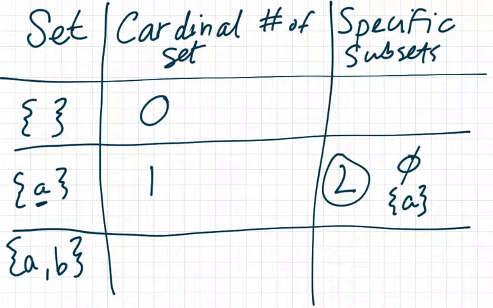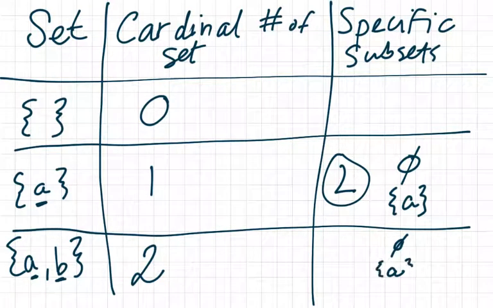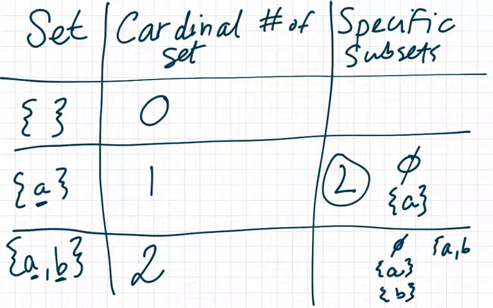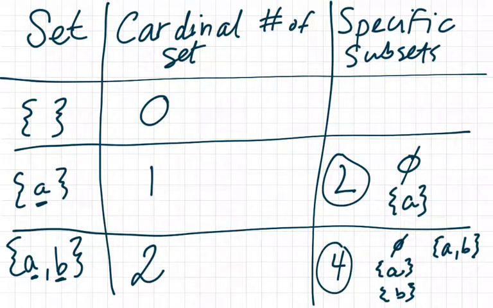Now let's look at the set containing the elements A and B. The cardinal number of that set is 2. If we were to list out all the subsets, we would have the empty set, the set containing A, the set containing B, and the set containing A and B. Notice we're looking at subsets and not proper subsets. So when we have 2 elements in our original set, we end up with 4 subsets.